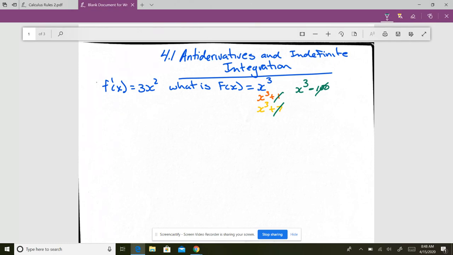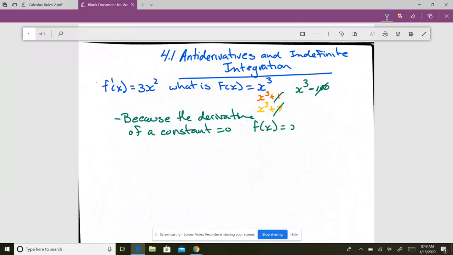Because the derivative of a constant equals 0, when we do a question like this and find the original function, we say f of x is going to be x cubed plus c, and c can be anything, and this is called the constant of integration.